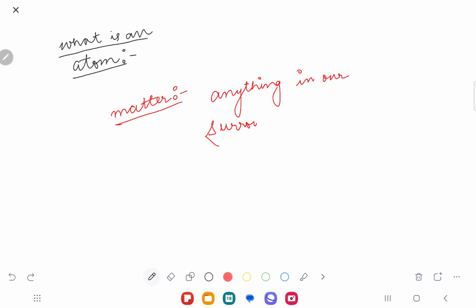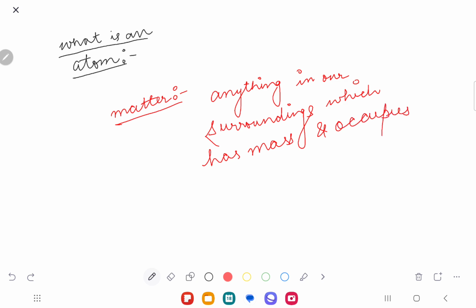The smallest particle. Exactly. So, let's suppose we have matter, right? What is matter? Matter is anything in the world, anything in our surroundings, which has mass and occupies space.